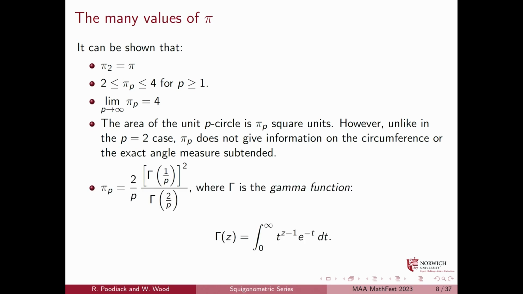And since this session has to do with so-called special functions, here's one. Okay, pi sub p is equal to 2 over p times the gamma function of 1 over p, squared, over the gamma function of 2 over p, where the gamma function is defined as the integral from 0 to infinity of t to the z minus 1 times e to the minus t dt. If you've never heard of this function, it tends to be the most often grabbed continuous extension of the factorial. In fact, the gamma function of x plus 1 is equal to x factorial.